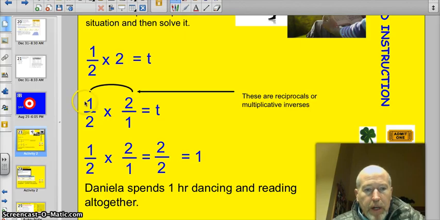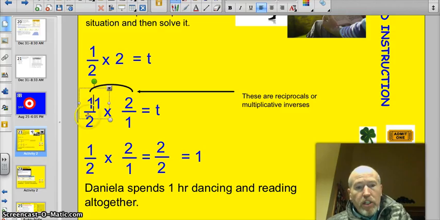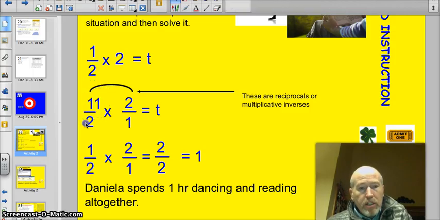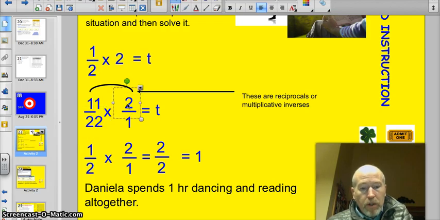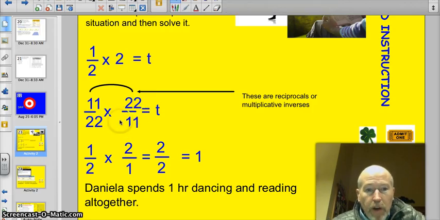Anytime the denominator of one fraction is the numerator of another, and the numerator is flipped to the denominator, you're going to get 1. So 1 becomes the denominator, 2 becomes the numerator. They're flipped. It can be 1. I could change this to 1/1, I could change this to 1/2 or to 2/2. And I could change this to 2/2. I could change this to 1/1. See how I flipped them?